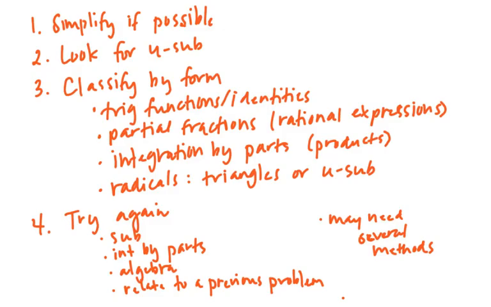Our fourth technique is to try again. If you're not getting anywhere, try u-sub. Look at integration by parts. Look at the algebra like you did in trigonometry. Maybe you can split a fraction, or maybe you can simplify in some way. Relate to a previous problem. We've seen the integration of secant to the third a few times, so that might be helpful. But remember, you may need several methods. You may need integration by parts along with trig identities. So just practice. That's all you can do, is start them and work through them. So let's look at a couple.